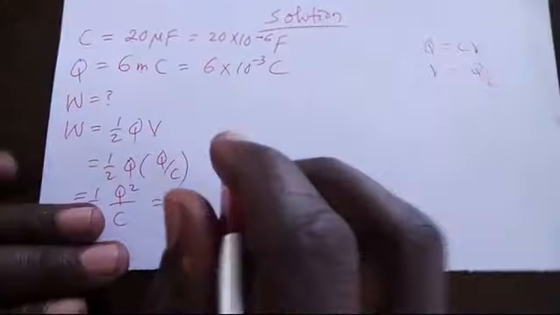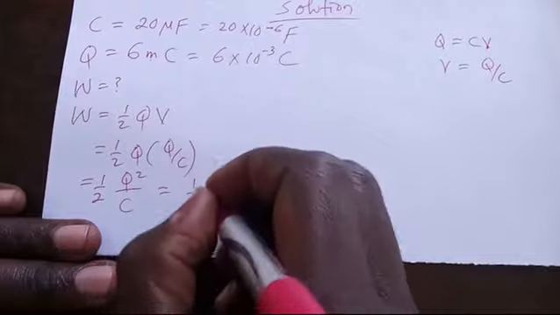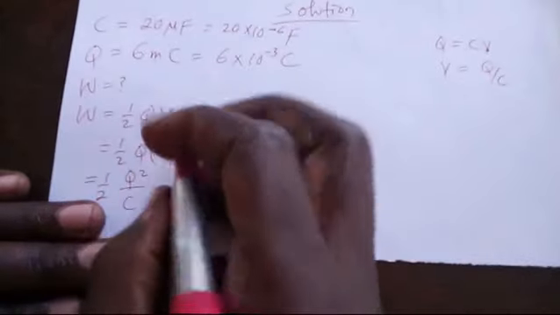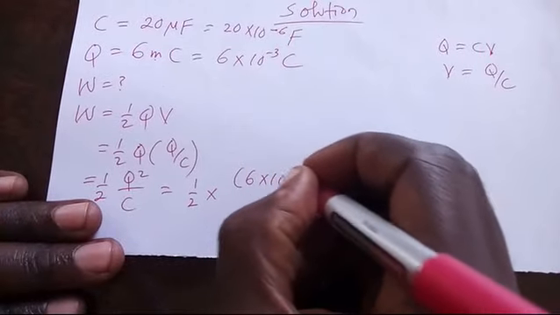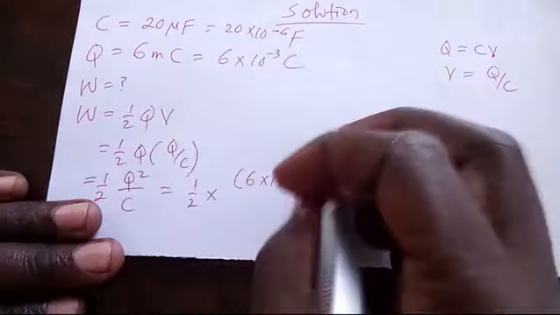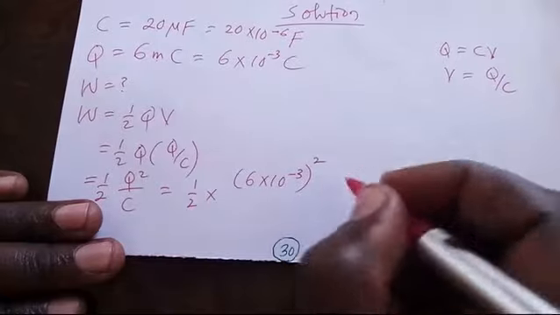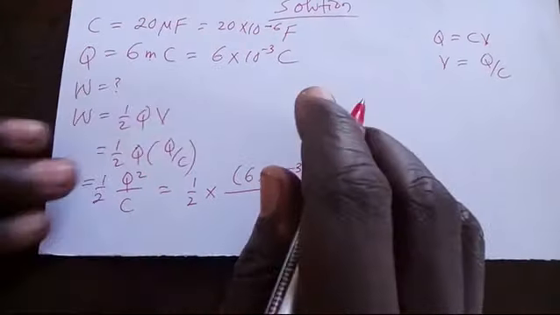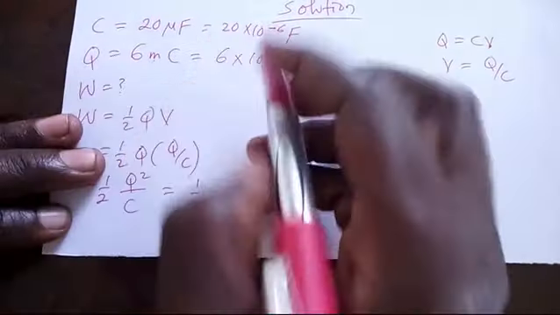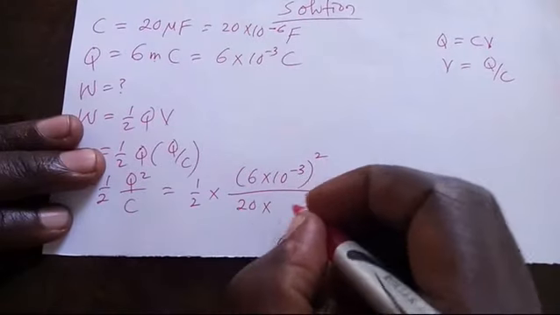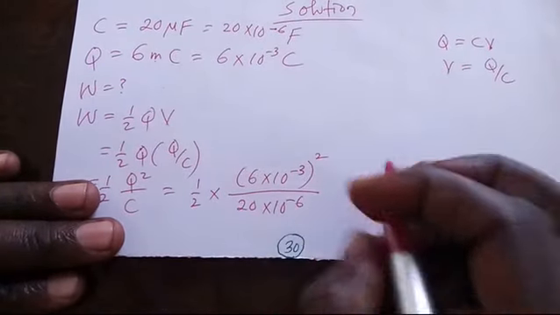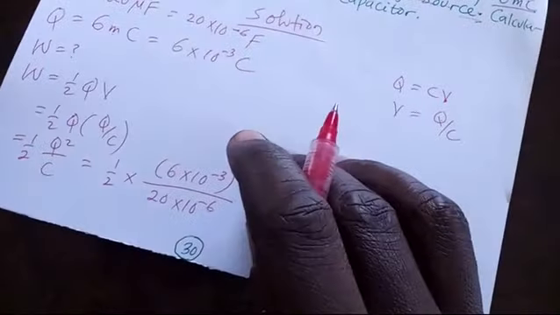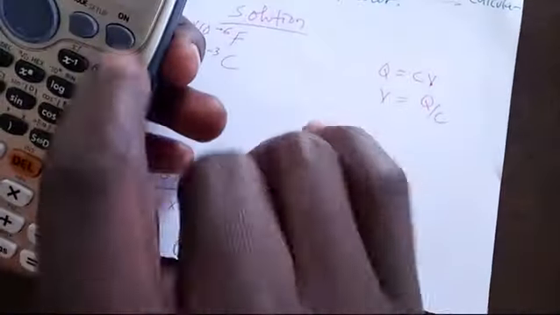Then now we can substitute. This is 1 over 2 times q squared. What is q? This is q. Open bracket 6 times 10 to the power minus 3, that is our q, and the formula says square it, so we obey. Divided by c, and the c is 20 times 10 raised to the power of minus 6. Okay, how do we simplify this?